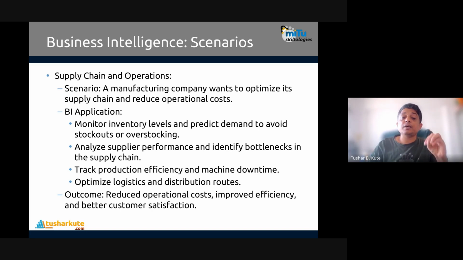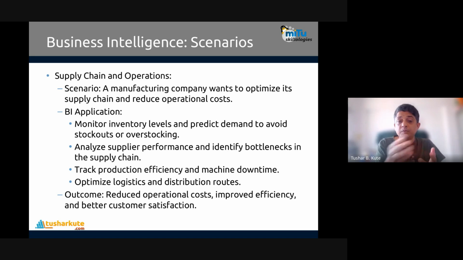Then they can analyze supplier performance and identify bottlenecks in the supply chain. It may be possible that we are overstocking too many things which are not actually required. But with the previous trend, it can be identified in which period of the year demand is high and in which period of the year demand is low. That can be easily done. This is the first analytics we can do.